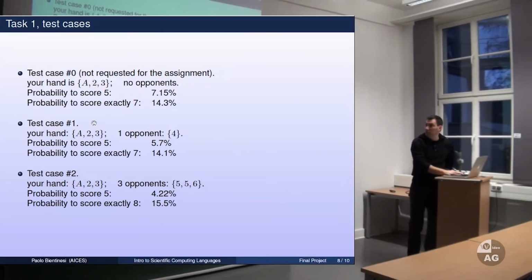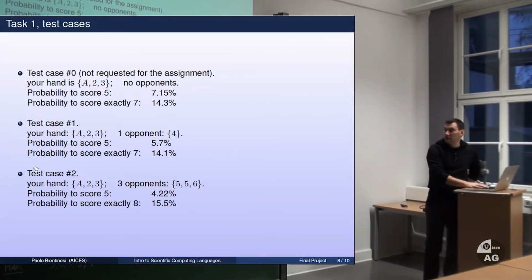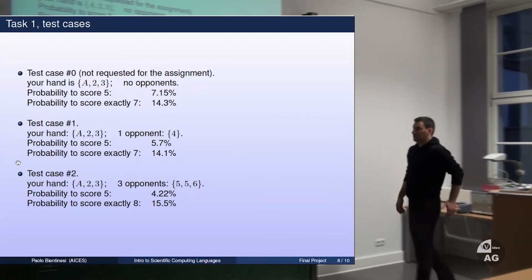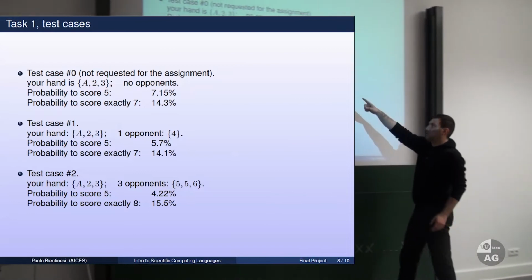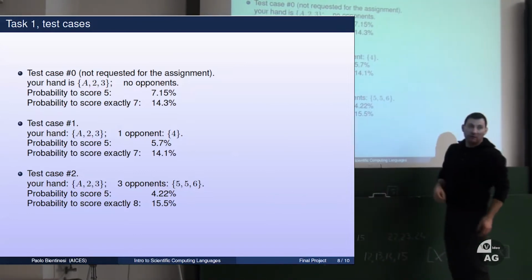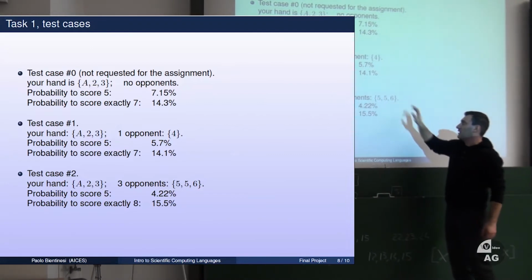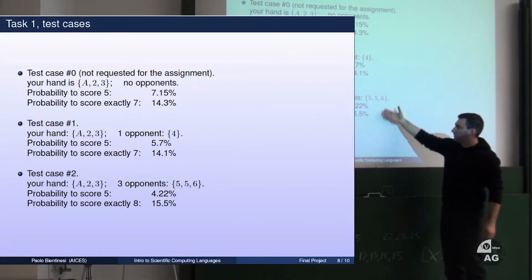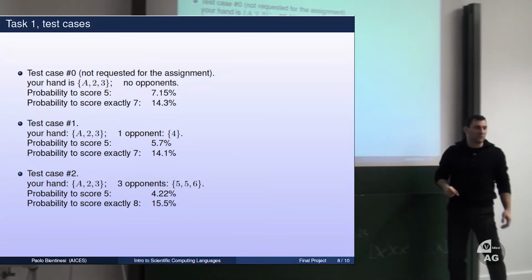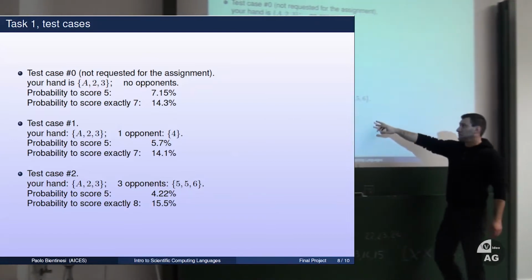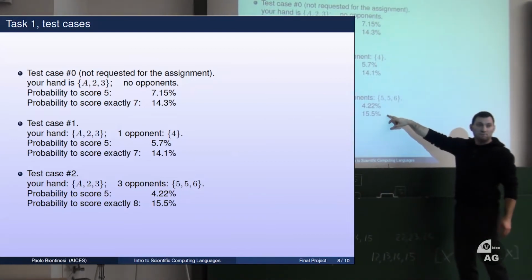Test cases 1 and 2, instead, are actual scenarios. Here you have only one opponent, and he happens to have a 4. Over here you have 3 opponents, and they happen to have a 5, 5, and 6. And I give you a couple of probabilities. These are exact. Okay? Yes?